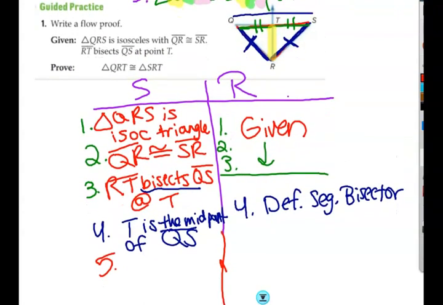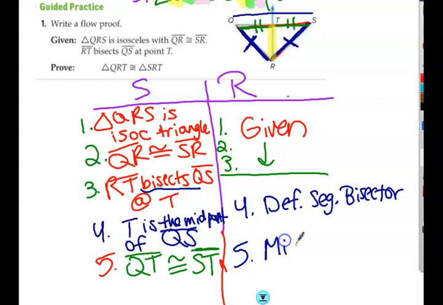Because of that, if T is the midpoint, that means we can prove it now. So we have QT is congruent to ST. Look at the order, folks. The T is the second letter. Okay, so make sure that the order is the same. And how can we prove that? Well, the midpoint theorem. Midpoint means that if there is a midpoint, the two segments on either side that make up that segment, with the midpoint in the middle, are congruent.